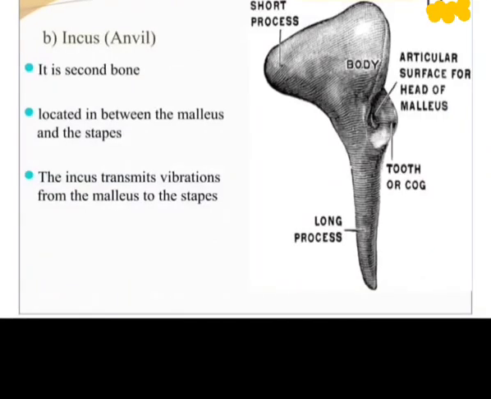So second is the incus. The incus is also known as the anvil. It is the second bone and it is located between the malleus and the stapes. The incus transmits vibrations from the malleus to the stapes. Okay, so it helps in the transmission of vibrations from the malleus to the stapes. So you can see here the structure of the incus.